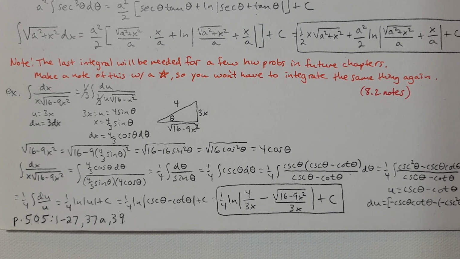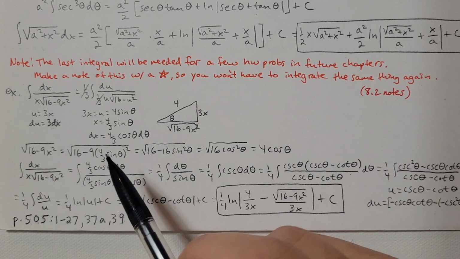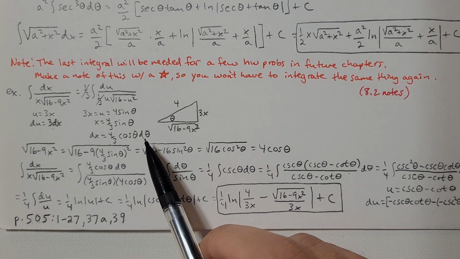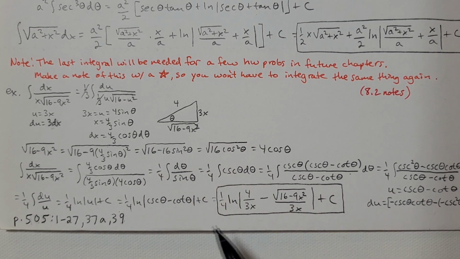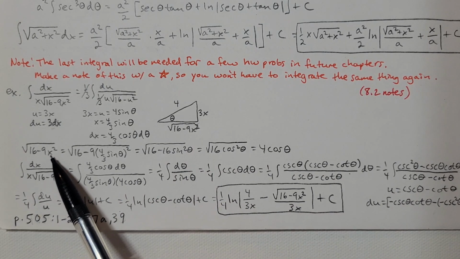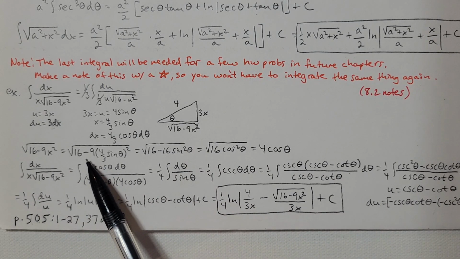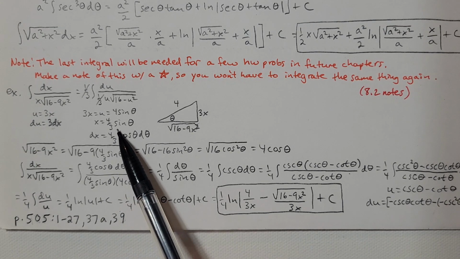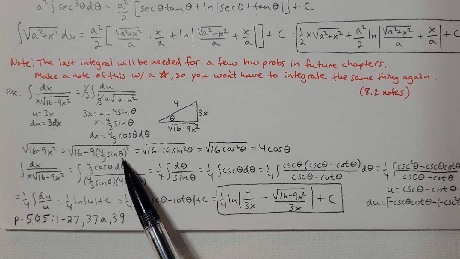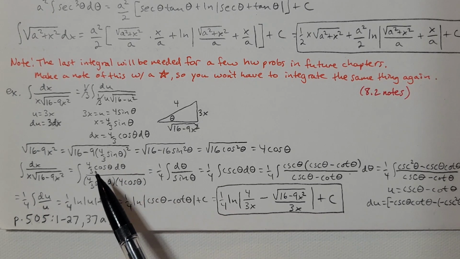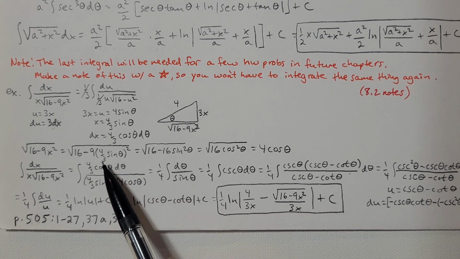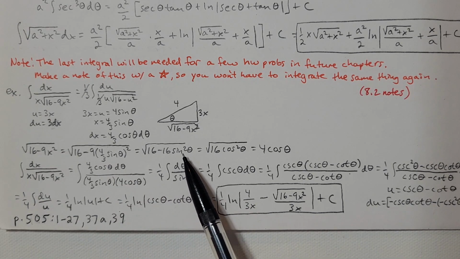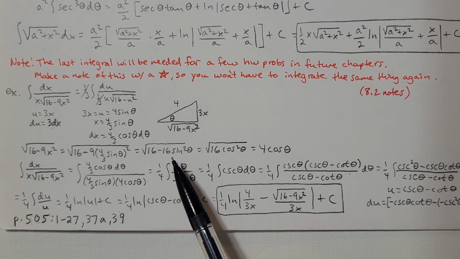So then the next thing here is, well, dx is 4/3 cosine theta d theta. Okay? The square root of 16 minus 9x squared, well, that's going to be the square root of 16 minus 9x is 4/3 sine theta. Okay, so I'm squaring that. 9 over 3 squared is 9. Those are gone. And I got 16 minus 16 sine squared theta underneath the radical.